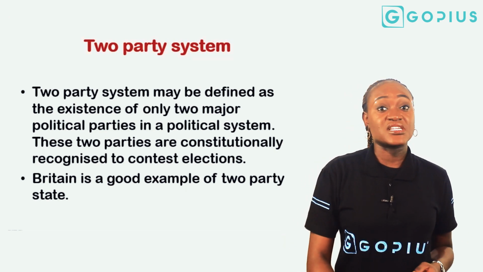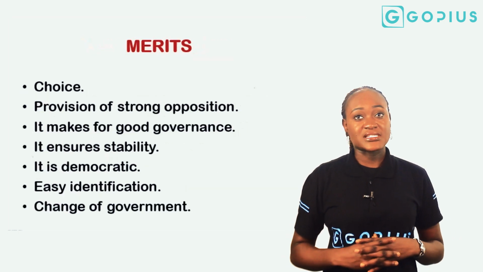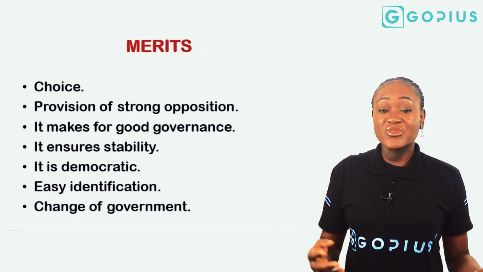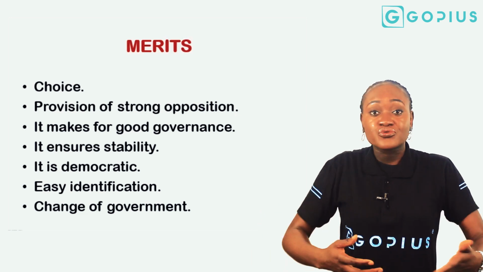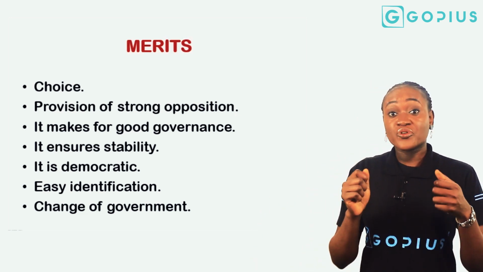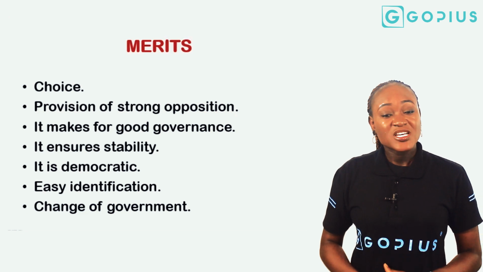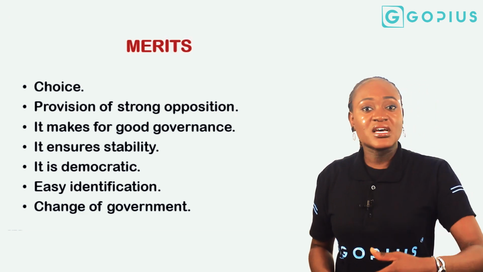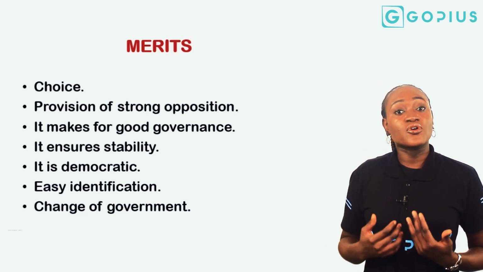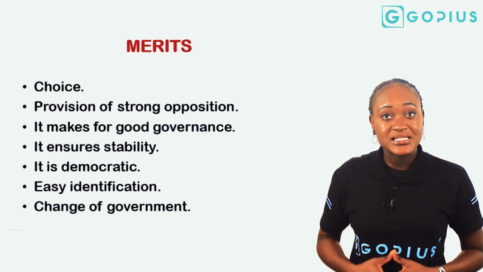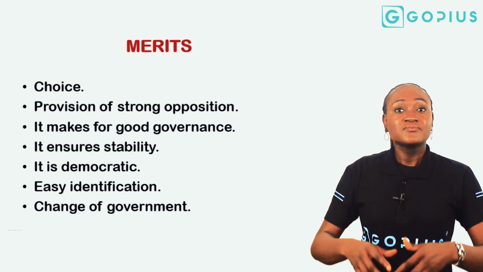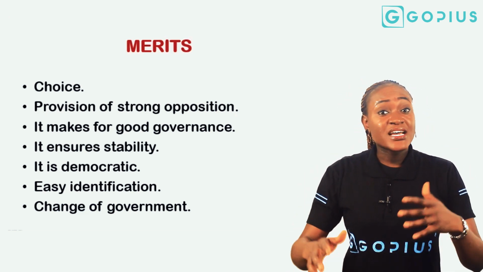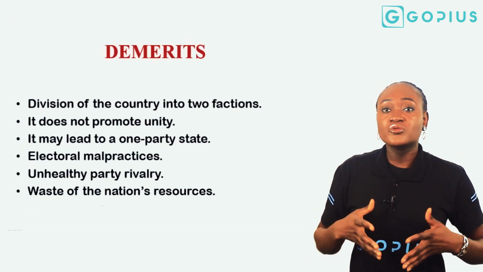If you look at Britain, they operate a two-party system, and the advantages is you are allowed to make your choice. I mean, you have two things and you could choose the better, and there's a provision for strong opposition. So if one person is not doing well, the other person certainly would be elected into power, and it allows for good governance. We pick the best. It ensures stability. It is democratic, and change of government is very easy, identification of the good people.